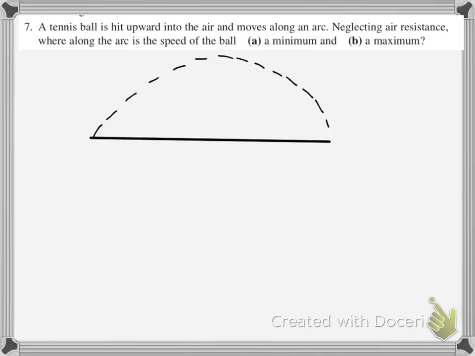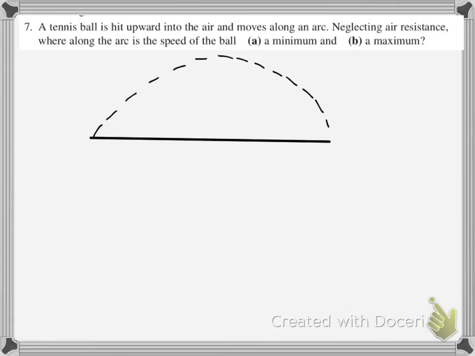So question 7 says, a tennis ball is hit upward into the air and moves along an arc. Neglecting air resistance, where along the arc is the speed of the ball a minimum and a maximum? Here we can see the projectile that a tennis ball would follow.